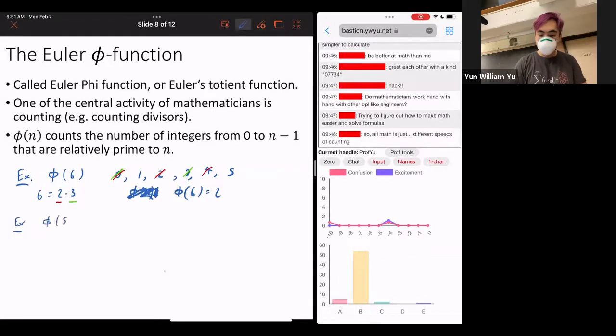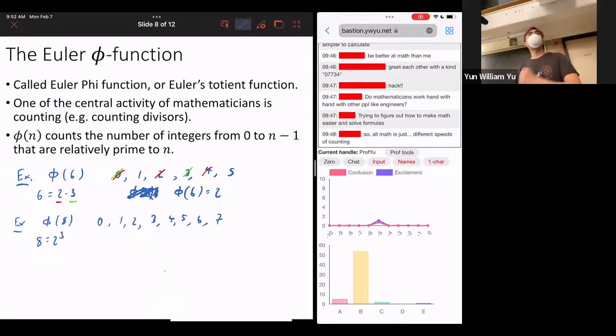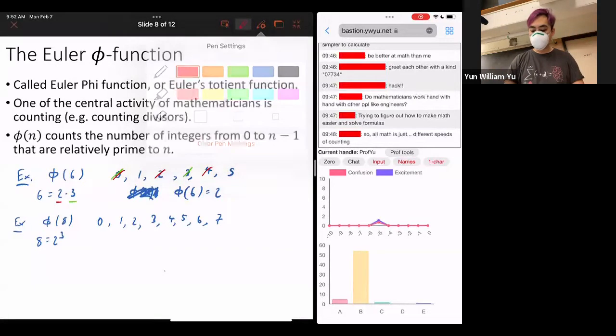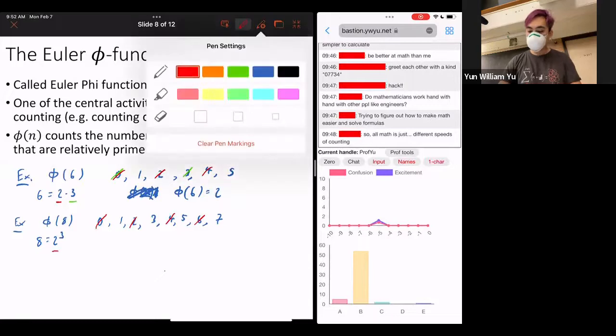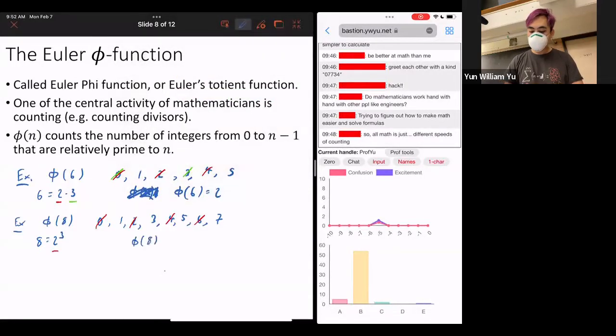So what about phi of 8? Well, we want 0, 1, 2, 3, 4, 5, 6, 7. And what's 8? 8 is equal to 2 cubed. So if you get the prime factorization, we know that in order to have a common factor, it has to be a multiple of 2. And so you can rule out all the multiples of 2. So 0, 2, 4, 6, and you're left with 4. So phi of 8 is equal to 4. And let me give one more, phi of 13.